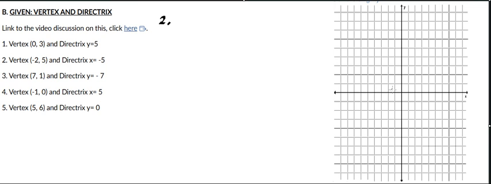We have negative 2, 5, so this is where negative 2 is, and negative 2, 5 will be somewhere here. This is where the vertex is. And the directrix, x equals negative 5, will be somewhere around here. This will be where our directrix is, passing through x equals negative 5.